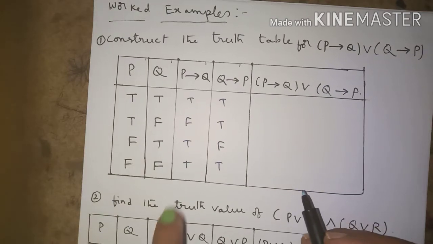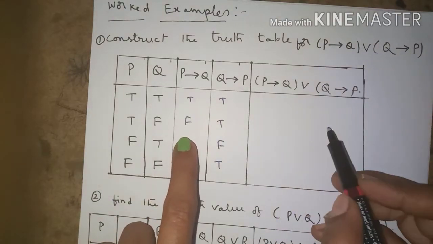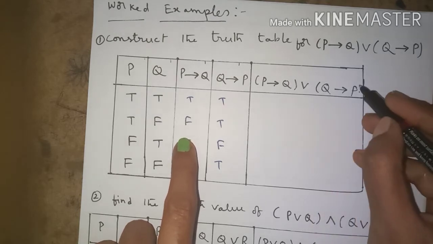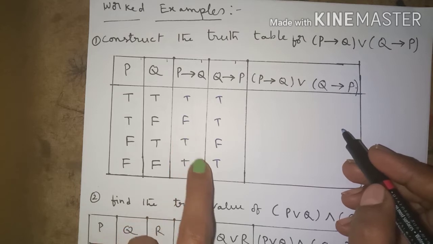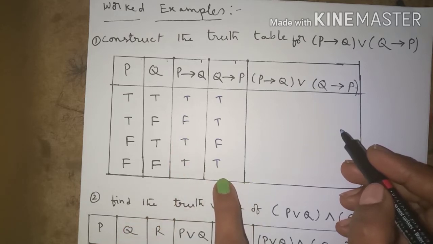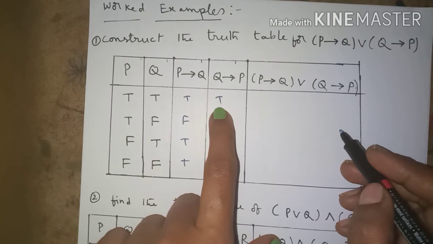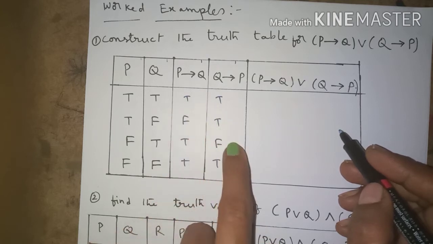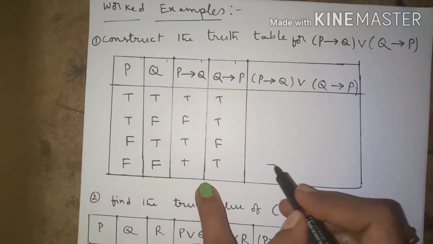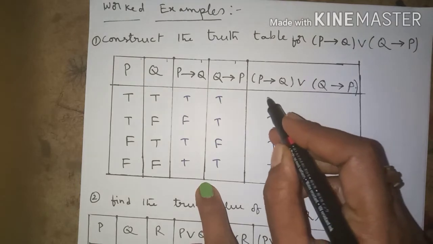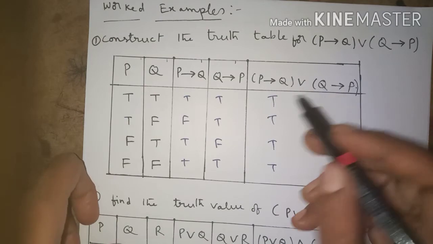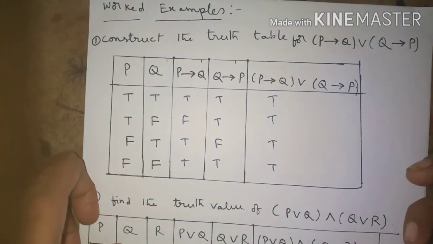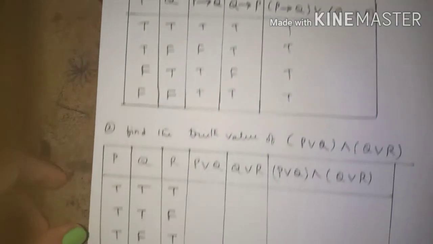Now we'll see P biconditional Q. When will you say it is F? Both are having F, this one and this one, then it is F. Otherwise it is T. Therefore all are T. Only when both are F can we write F. Otherwise we can write T. Like this we have to do.